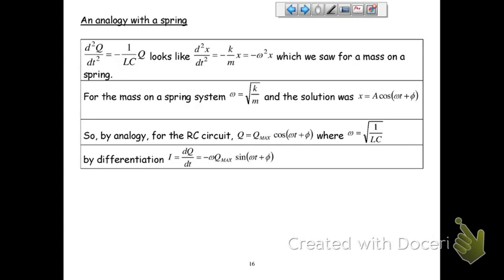Looks like d2x by dt squared equals minus k over m times x, and that equals minus omega squared x. We did that in mechanics. So for the mass on a spring system, omega equaled root k over m, and the solution was x equals A cosine omega t plus a phase constant, which was there if you didn't start off right. By analogy, for the LC circuit, we get that q equals q max cosine omega t, and omega equals the square root of 1 over LC.